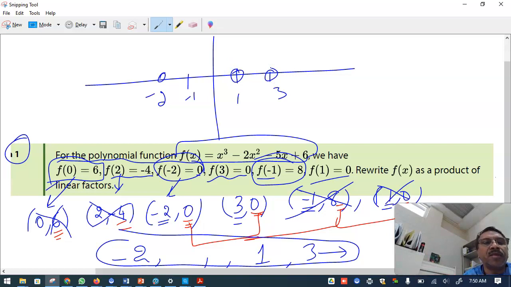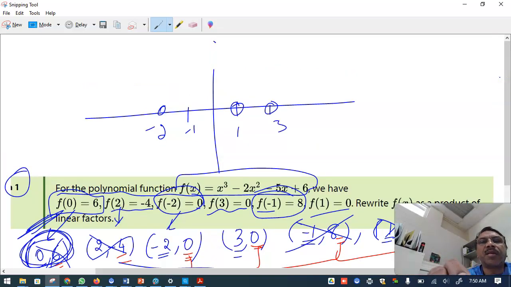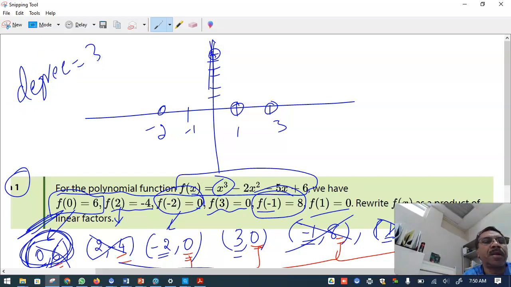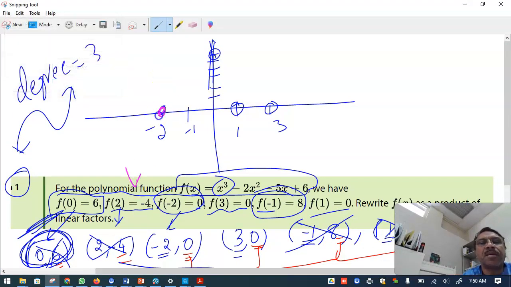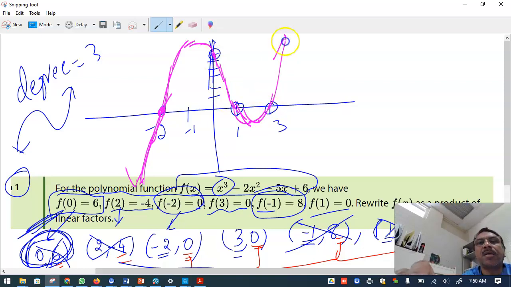And then, what about f of 0? When x is 0, the y value is 6. That means there is a point at 6, 1, 2, 3, 4, 5, 6. And remember, the function is degree 3. What is degree 3? That means the graph will look like down, up. So the graph starts from down, goes through the zero, and then goes through 6. Maybe it goes up here and takes a turn, and then goes down, and maybe here takes a turn, and that's how the sketch looks.